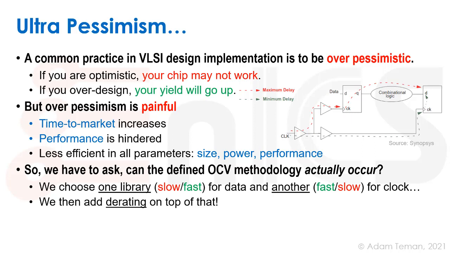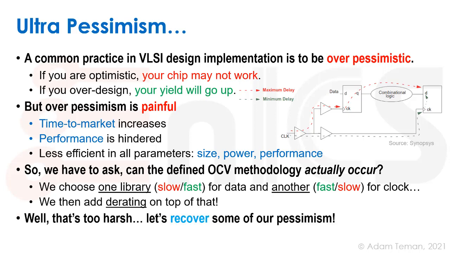So we have to ask if the defined OCV methodology can actually occur. In some cases, we'll choose one library for data and another for the clock. That is one of the methods that's done, and it doesn't really make sense. And also, you can sometimes add derating on top of that, or just this derating. It's some sort of a factor that you're going to be multiplying by the delay of certain cells that could be right next to each other, assuming that they have very different temperatures or different types of on-chip voltage or process variation. So that's really an over pessimistic case, and it was always hard to reach for designers when they were applying this, from something like 130 nanometers down to around 65, I would say. So let's go and try to recover some of our pessimism.